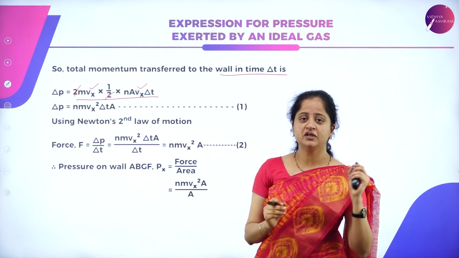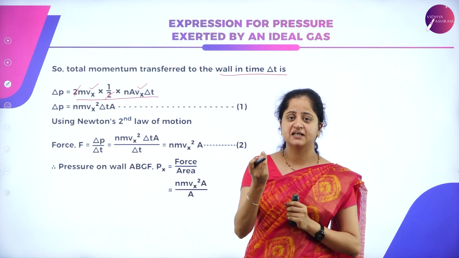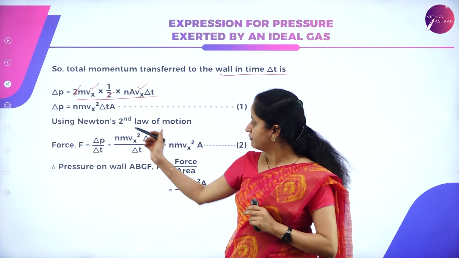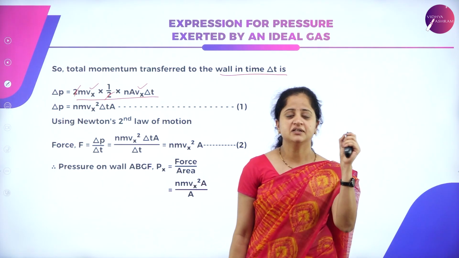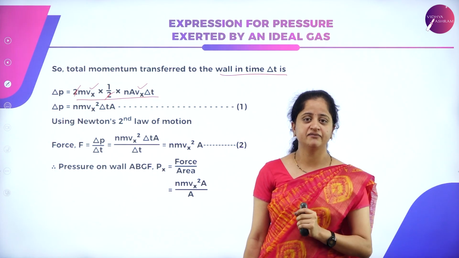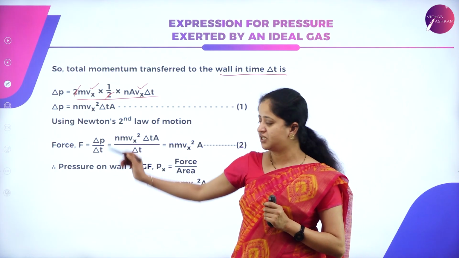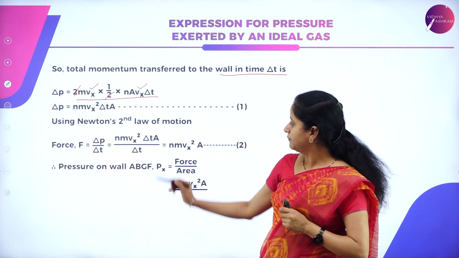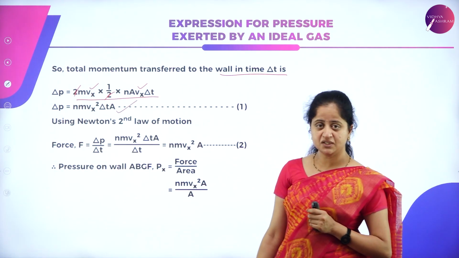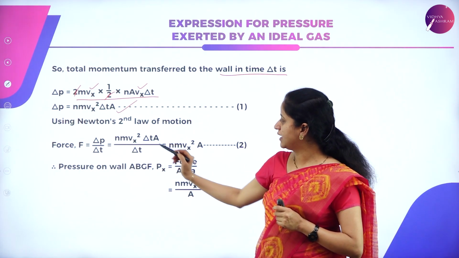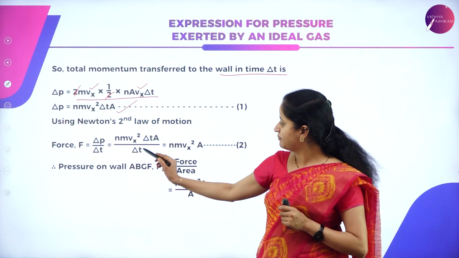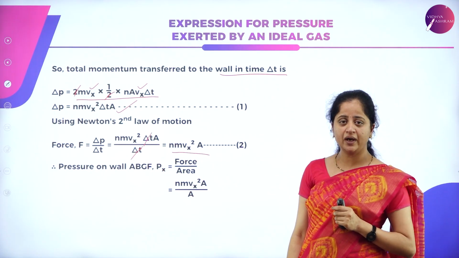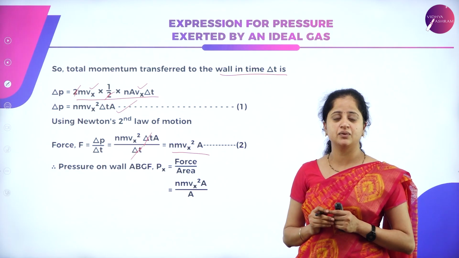We know that the molecule is moving with certain velocity and it has some mass, so we can make use of Newton's second law of motion. Newton's second law is related to momentum as the rate of change of momentum: F is equal to delta p divided by delta t. But what is delta p? We have the expression here: n m vx squared delta t into A divided by delta t. We can cancel these two and we remain with n m vx squared into A. This will be our equation 2.